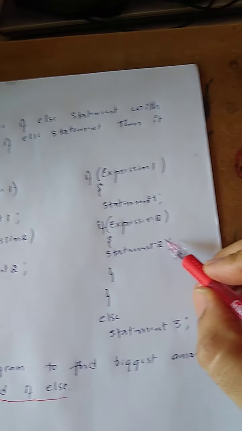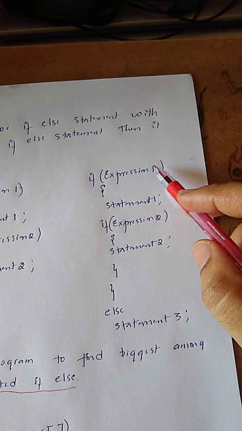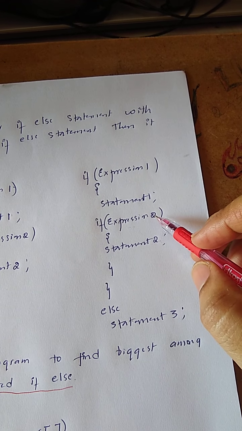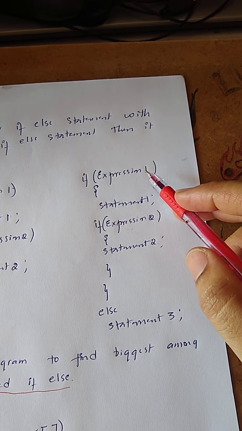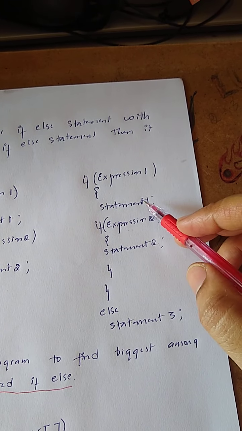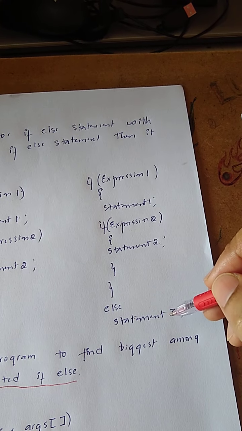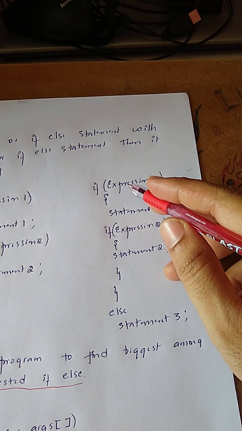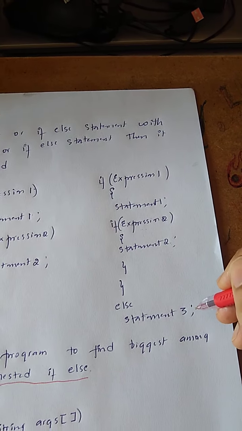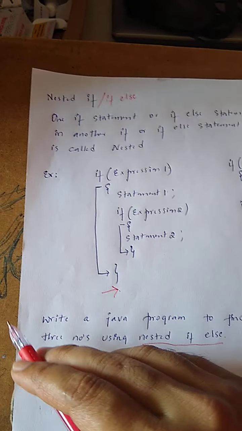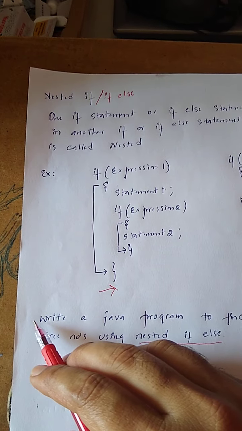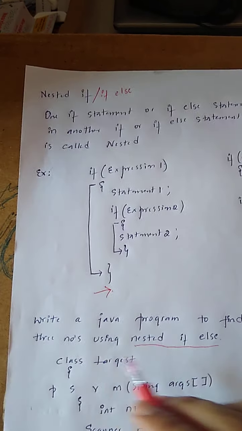Here, statement 2 will be executed if both expression 1 and expression 2 are true. Statement 1 will be executed only if expression 1 is true. And statement 3 will be executed if expression 1 is false. I have taken a simple Java program to find the biggest among three numbers using a nested if else statement.